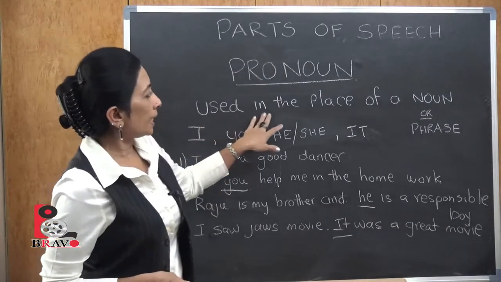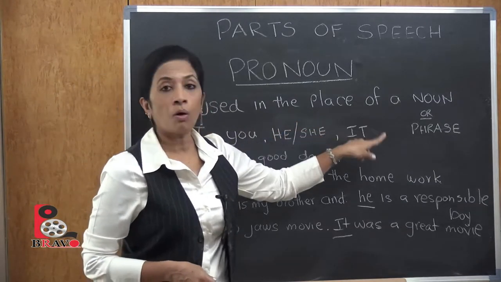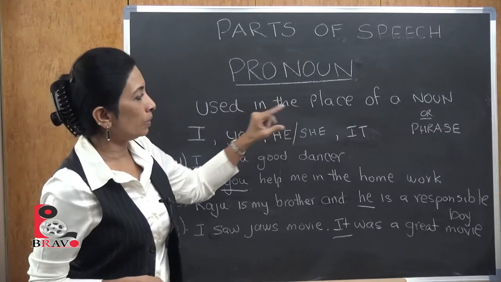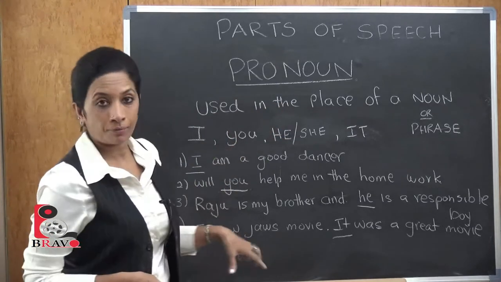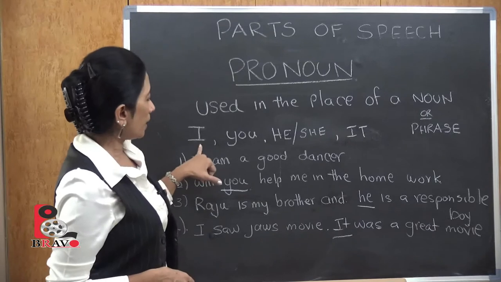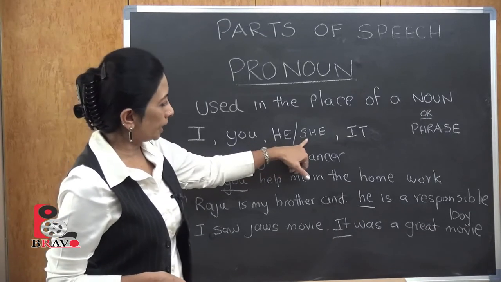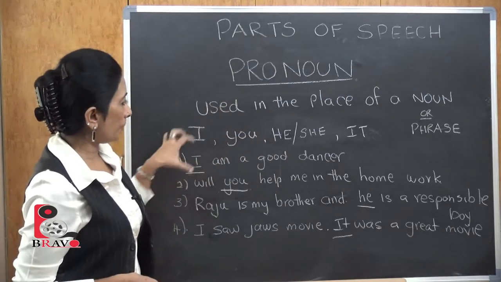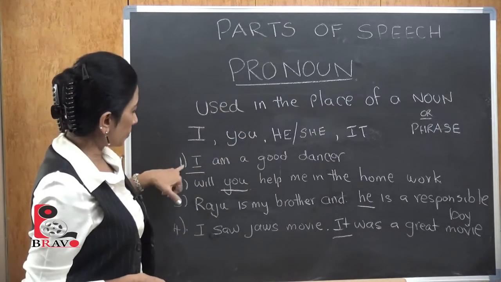Pronoun is used in the place of a noun or phrase. So again I have got 4 examples for you: I, you, he, she, it. So these are some of the examples of the pronoun. Now to make them into sentences, the first one is I.